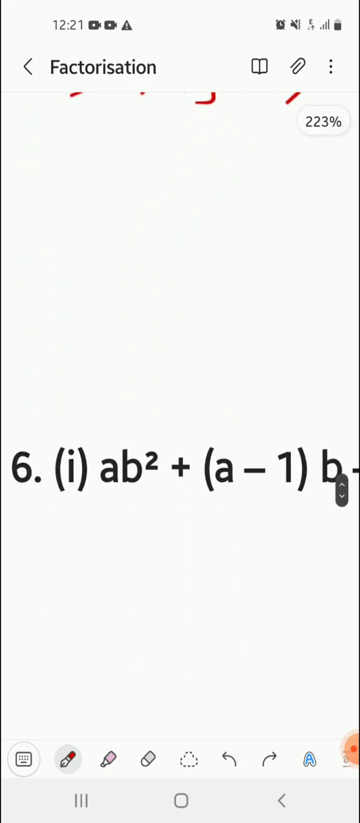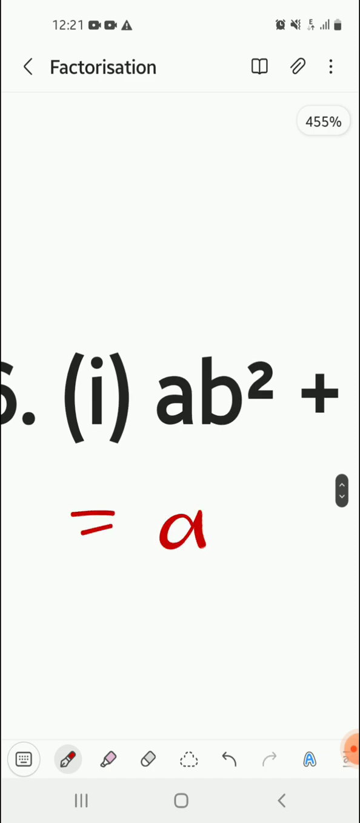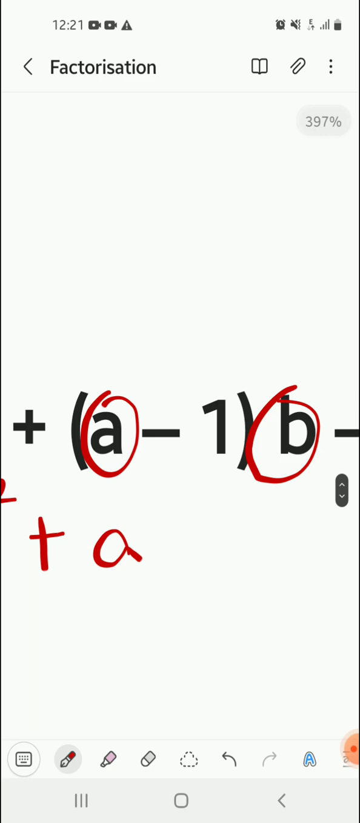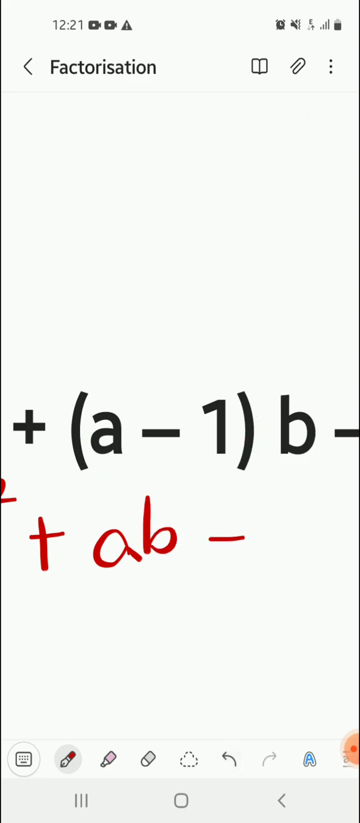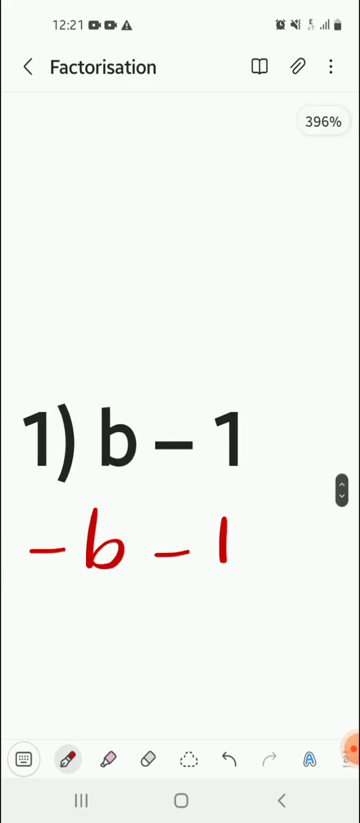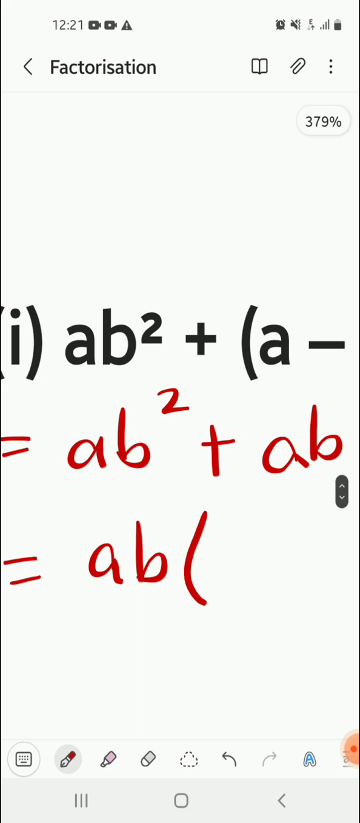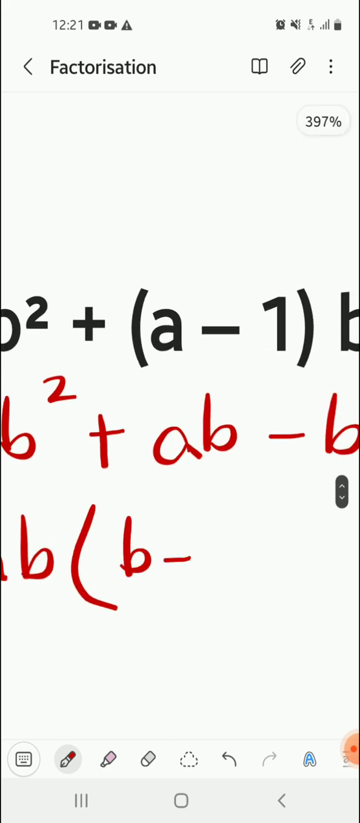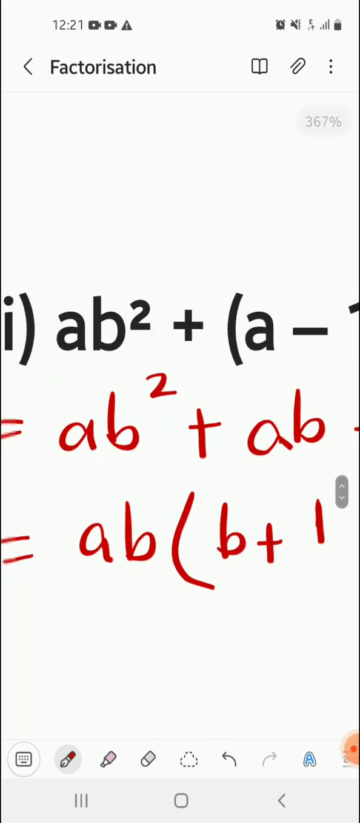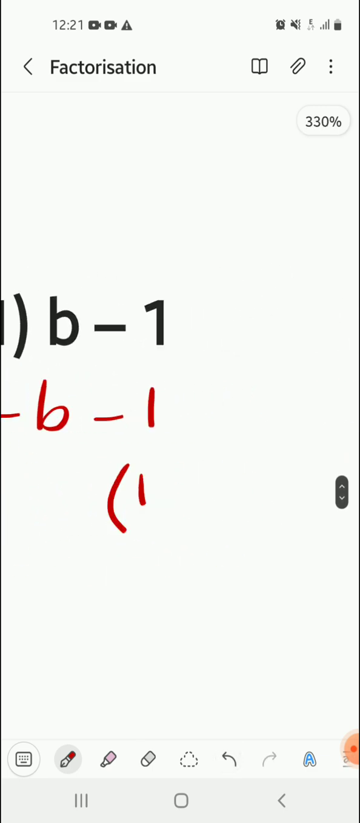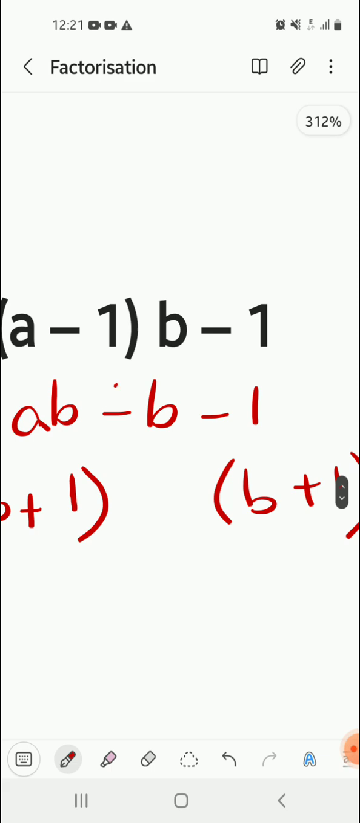Moving on, next. Again ab square plus, remove the brackets, so a into b becomes ab, minus 1 into b becomes minus 1b, or only b minus 1. Now here you see the common factor is a and b. Here b is left plus 1. Since we have got b plus 1, here also we have to write b plus 1. But here we have got a minus sign, so what we have to do is minus 1.